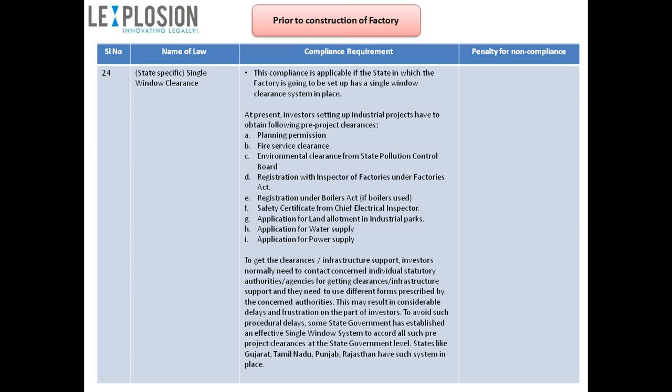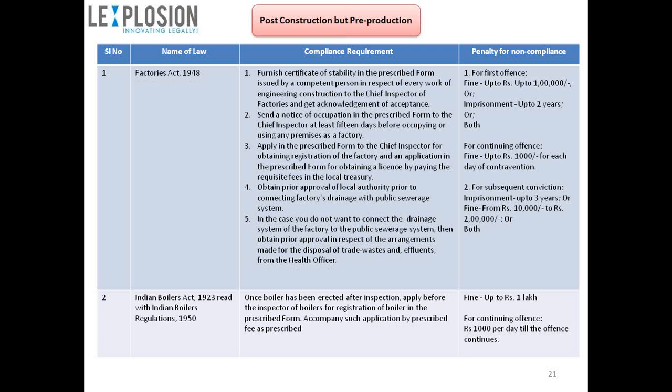Then the notice of occupation. In addition to this certificate of stability, you need to send a notice of occupation in the prescribed form to the Chief Inspector at least 15 days before occupying and using any premises as a factory. And then you need to apply in the prescribed form to the Chief Inspector for obtaining registration of the factory, and an application in the prescribed form for obtaining a license by paying the requisite fees in the local treasury. So you need to obtain registration and then you need to obtain a license.